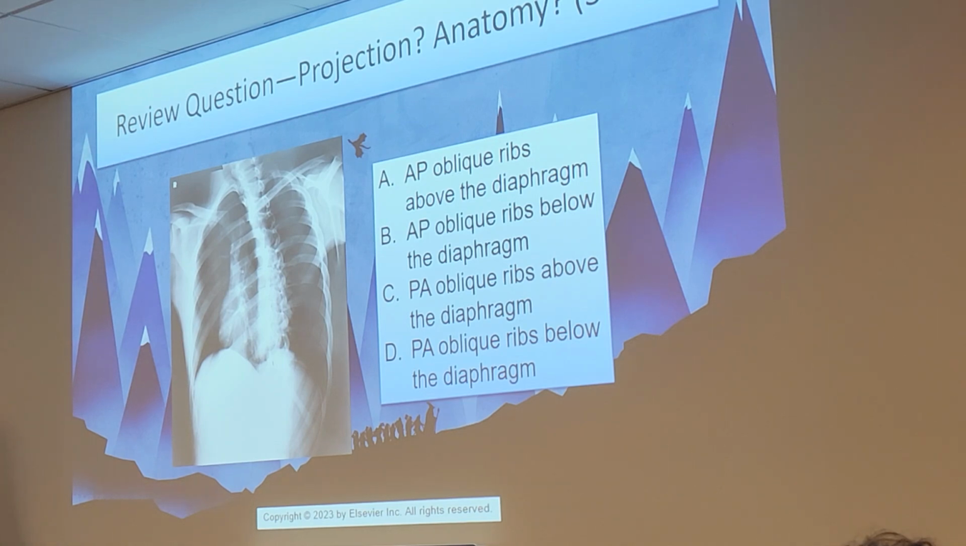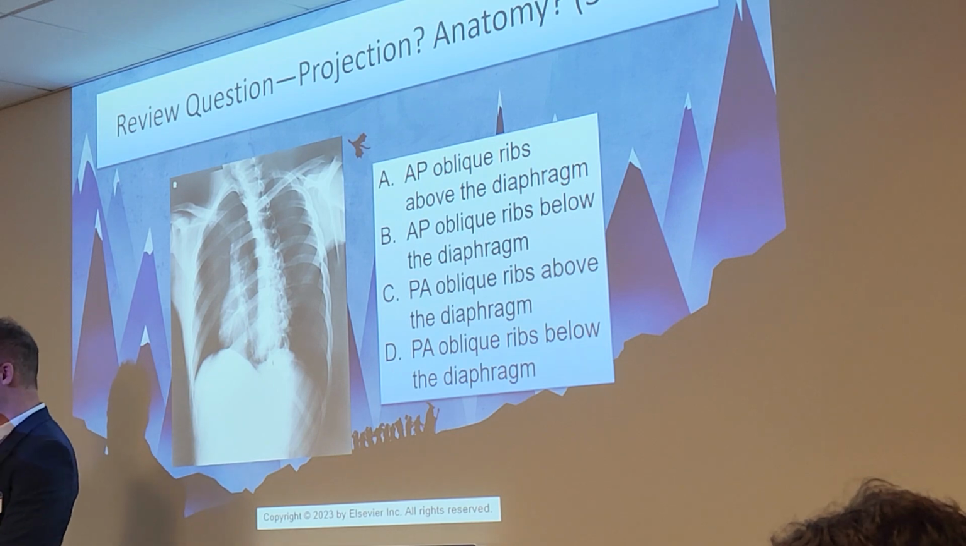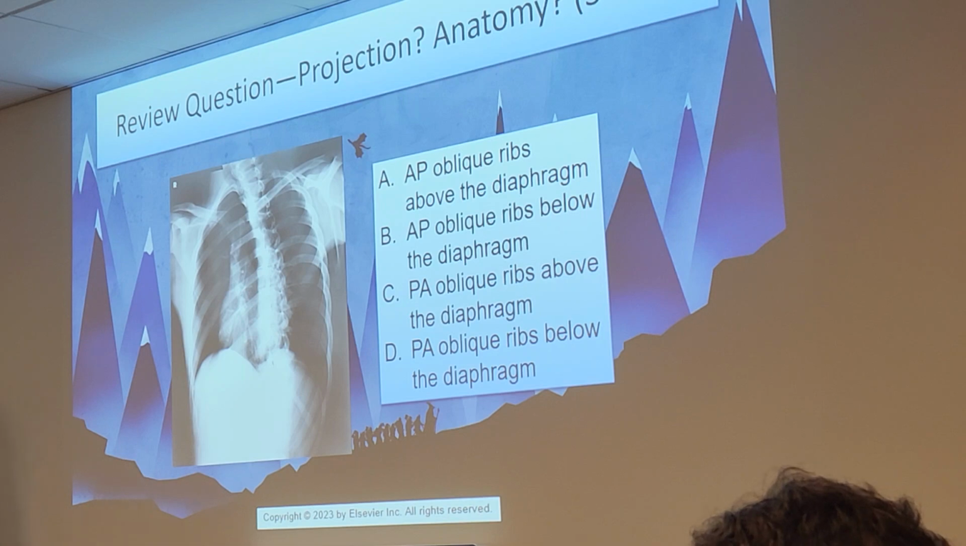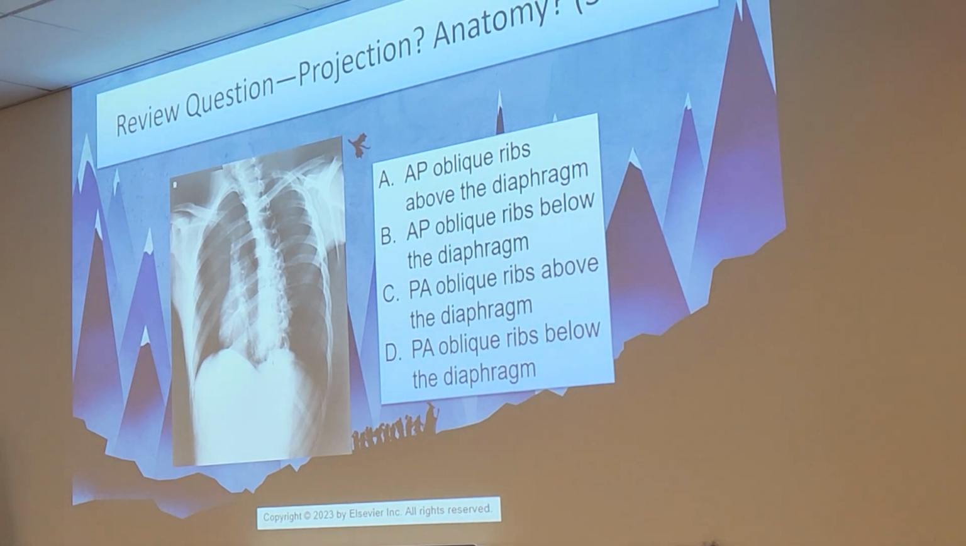All right, what is this? Look to the marker. That's going to be your indicator. This is an oblique ribs x-ray. What did we just talk about? How would you know what oblique we're looking at? That is an elongated right side down. Let's break it down.